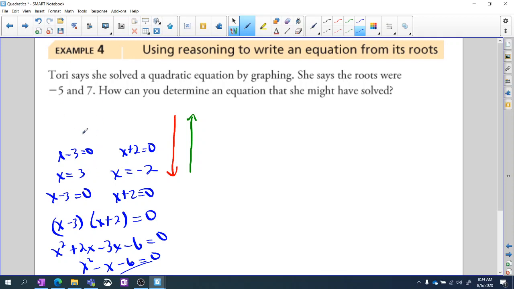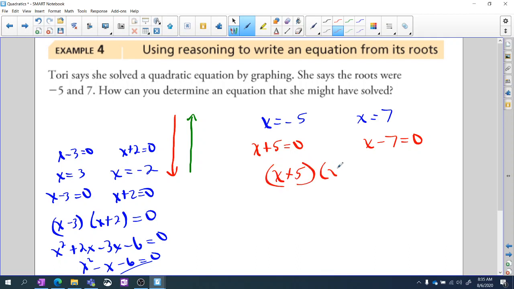Now, back to the question at hand then. So she said that these were her answers. x equals negative 5 was one of the roots, and x equals 7 was the other root. So what I said is if I know these, I can figure out what the factors must have been that gave me those answers. Just move things back where they came from. This must have been x plus 5 equals 0, and this one must have been x take away 7 equals 0. And the only way I would have got those two single linear equations would have been if the two factors that multiplied together were x plus 5 and x subtract 7 equals 0.